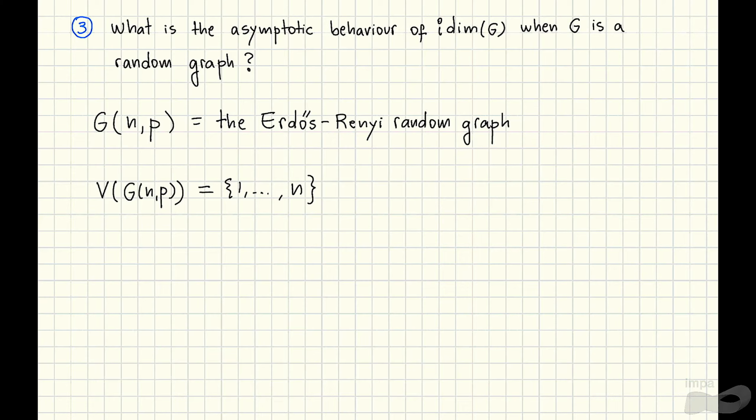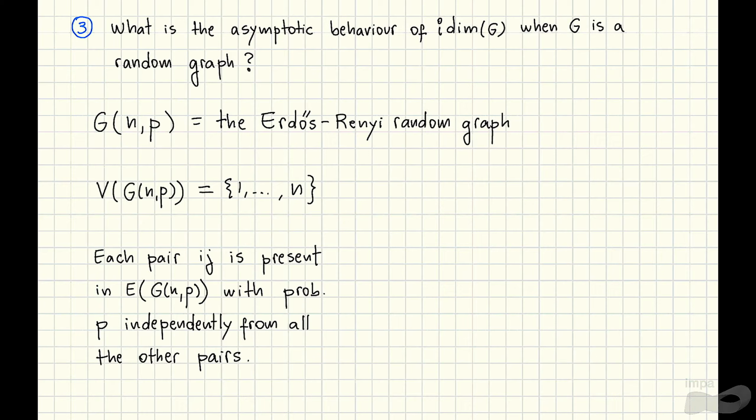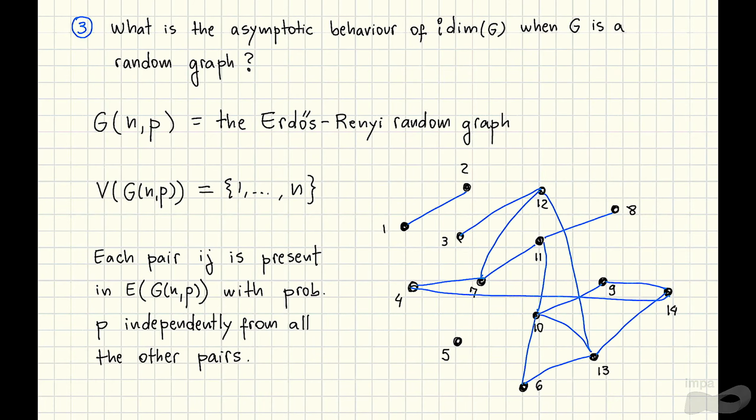The vertex set, let's say, is the numbers 1 up to n, and every single pair is present in this graph with probability p. So for every pair, you flip a biased coin, heads with probability p, tails with probability 1 - p, and every time you see a head, you put an edge, okay? So here, I flipped a coin for every pair, and this is what I got. So is the model clear? Yeah?